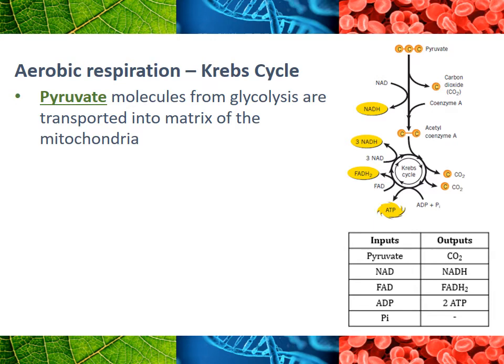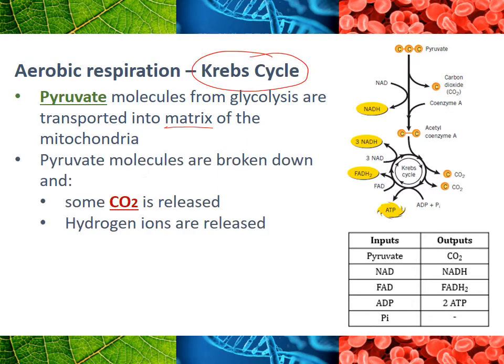Okay, so if oxygen is available, the pyruvate molecules that were made in glycolysis are transported into the matrix of the mitochondria. Okay, that oxygen is needed to physically transport the pyruvate into the mitochondria. Again, I've got the pyruvate here in green because it is now an input of this stage. It was an output of glycolysis. It is an input of the Krebs cycle, which is what this section is called.